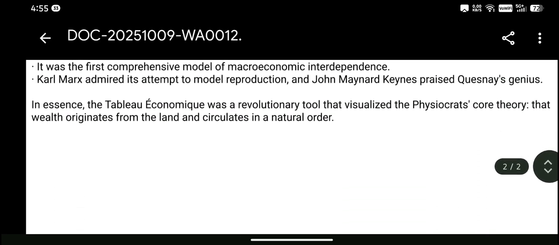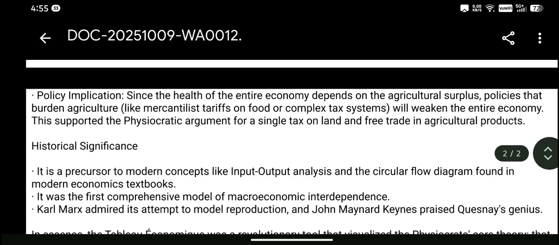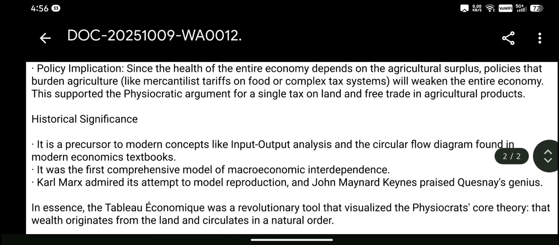Policy implication: since the health of the entire economy depends on the agricultural surplus, policies that burden agriculture, like mercantilist tariffs on food or complex tax systems, will weaken the entire economy. They supported the physiocratic argument for a single tax on land and free trade in agricultural products.